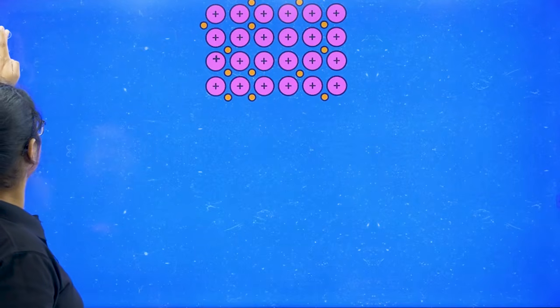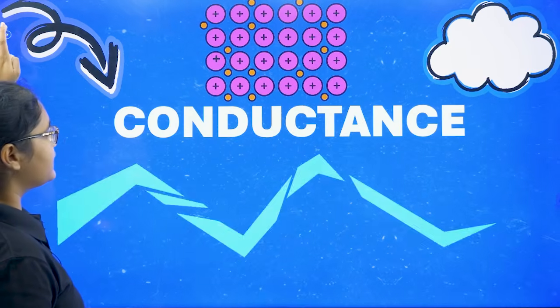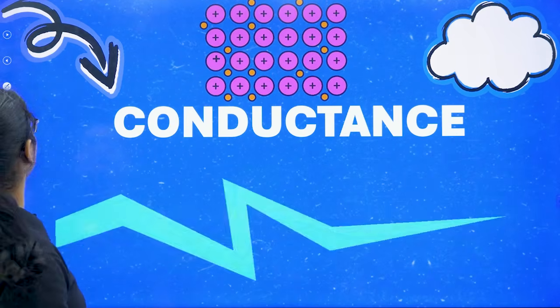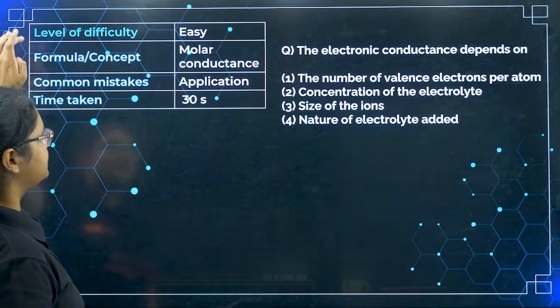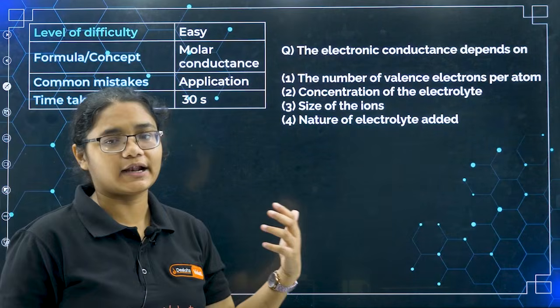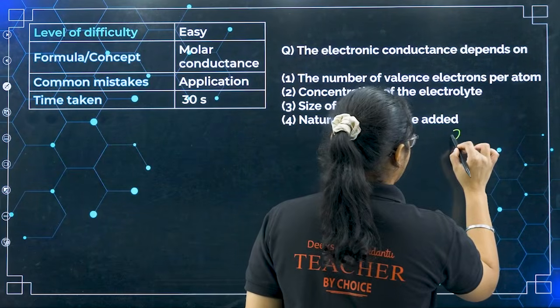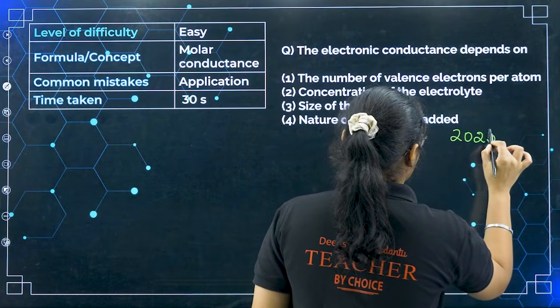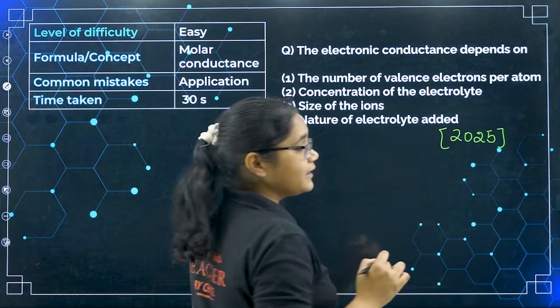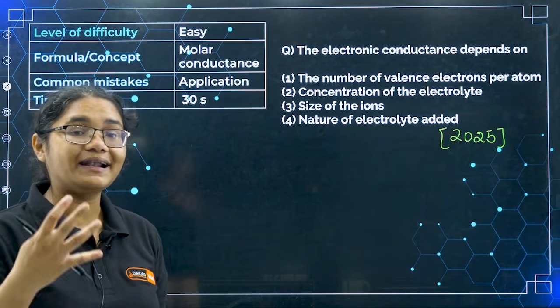Next we have questions from the conductance topic. Okay, very important one. So let's see. The electronic conductance depends on, so this is a 2025 question. Now electronic conductance means what? The metallic conductance.